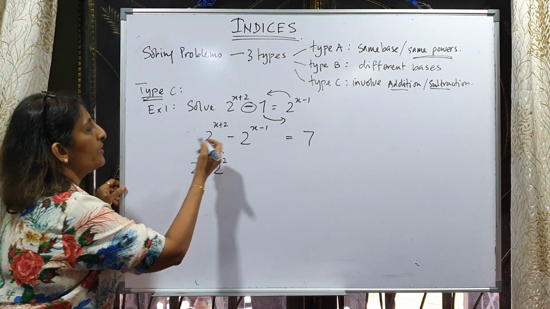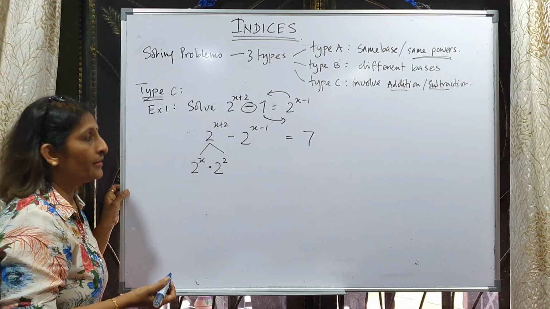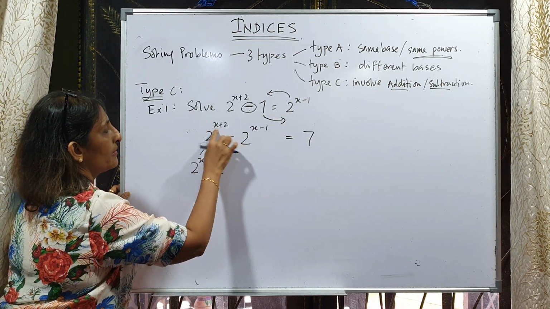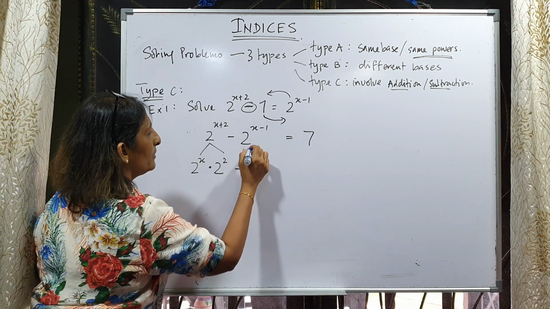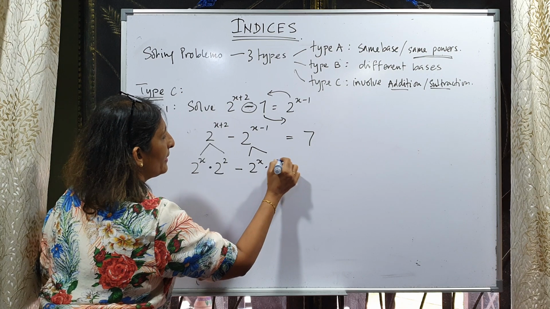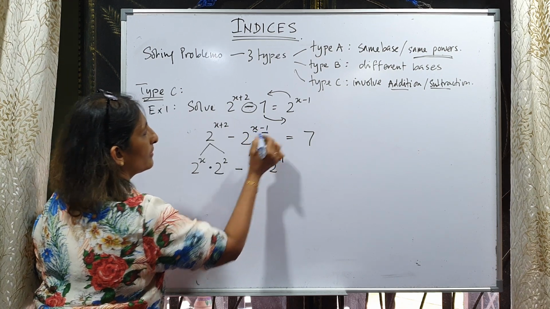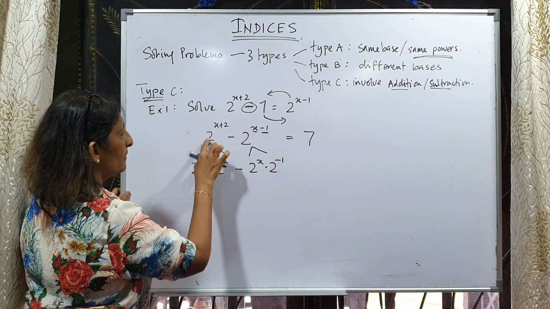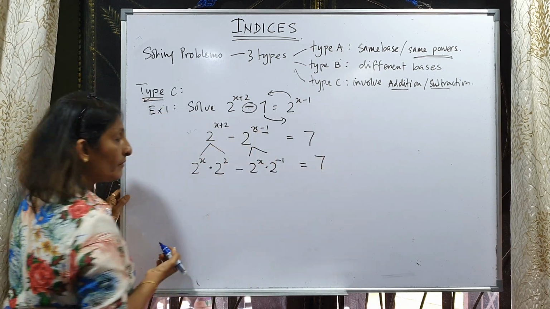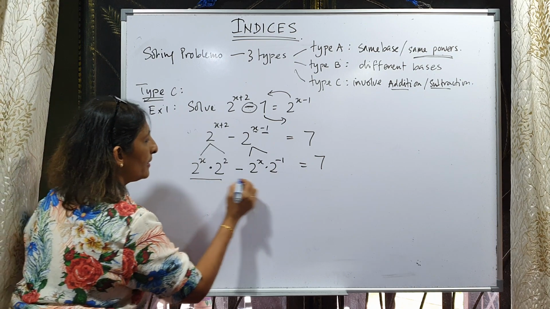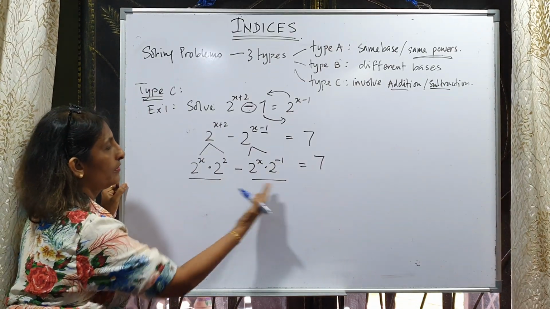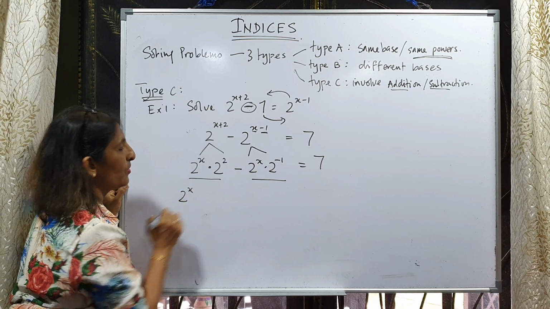Now we are using the law of indices here. When it's times, you add the powers, you get like this. This also splits into 2 and becomes 2 power x dot 2 power negative 1. You see this and this. Split it up, this number is split up, equals 7. Next step, you look at this and this and take out the common factor. What is common in both? We have 2 power x as a common factor.